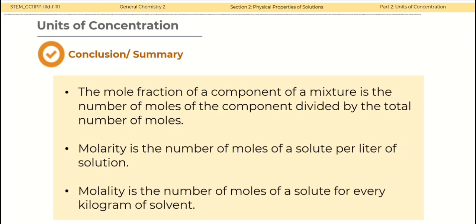To summarize, the mole fraction of a component of a mixture is the number of moles of the component divided by the total number of moles. Molarity is the number of moles of a solute per liter of solution. Molality is the number of moles of a solute per kilogram of solvent.